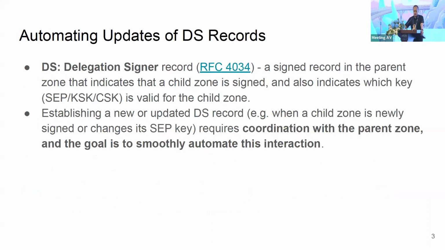As I suspect most people, at least in the OARC audience, know, DS stands for delegation signer, and this is a signed record located in the parent zone that indicates that a child zone is in fact signed, and also identifies the DNSSEC public key which is authentic and to be trusted to authenticate data in the child zone. So when a zone is newly signed, or when it's already signed but changing its keys, the DS record in the parent needs to be created or updated. What we want to do is automate this interaction so that it can happen transparently, without friction, and without needing any manual steps.